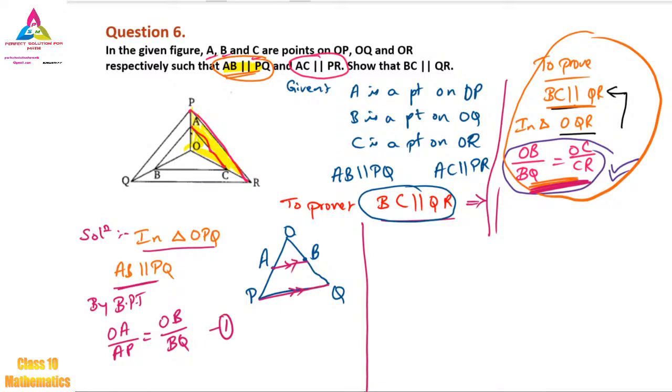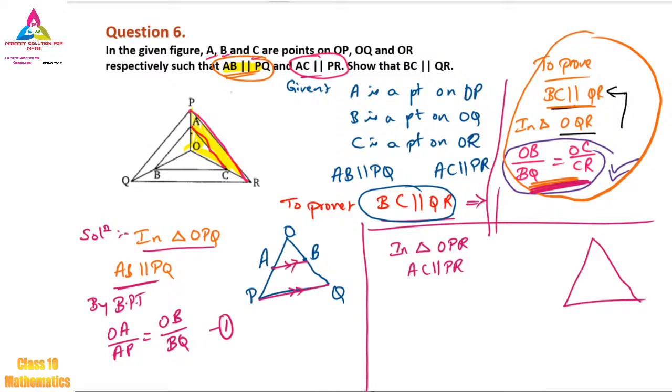So we have to write it down. Next step, in triangle OPR, what have they given? According to that, AC is parallel to PR. So we can draw one more triangle for that, and I can write O over here, and R over here, and P over here. So this triangle, I have written P over here. This is P actually, not R, this is P.